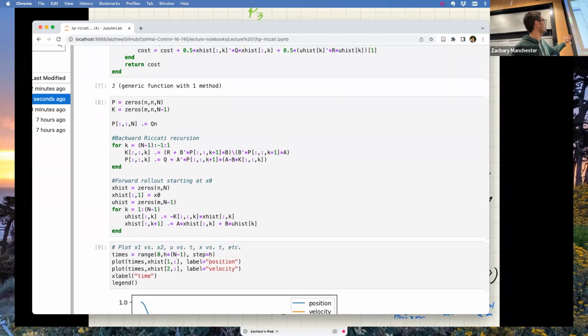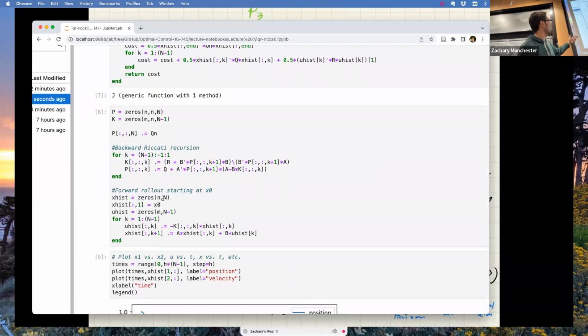I can go and change the initial conditions now. I can change the x naught here, and I can do a rollout again. I don't have to do Riccati again, so I don't have to solve the QP again, basically. I can recycle that for any initial condition.